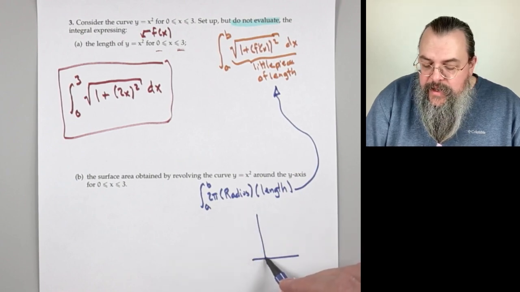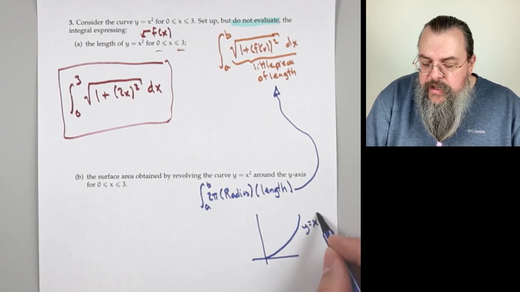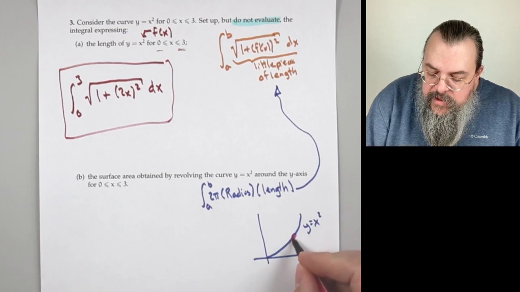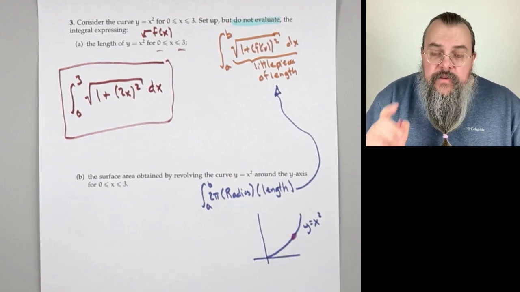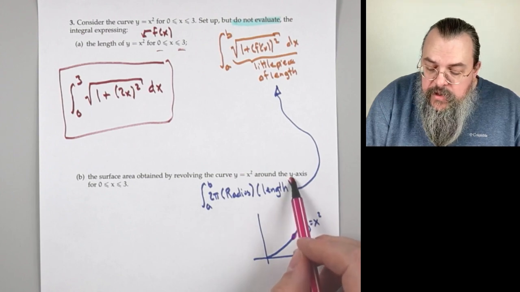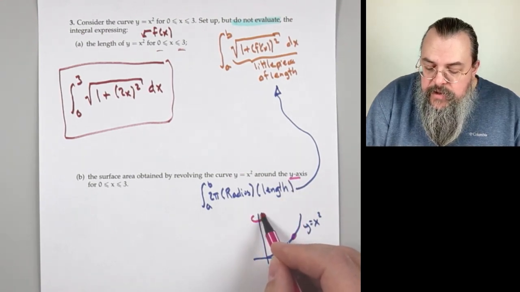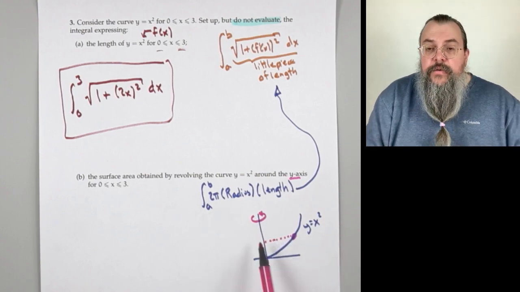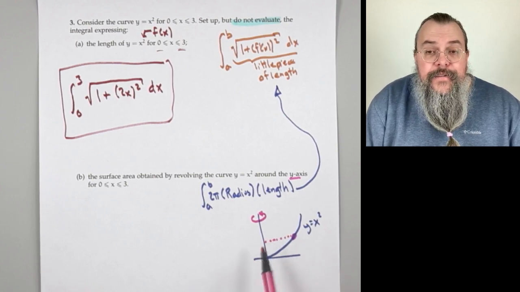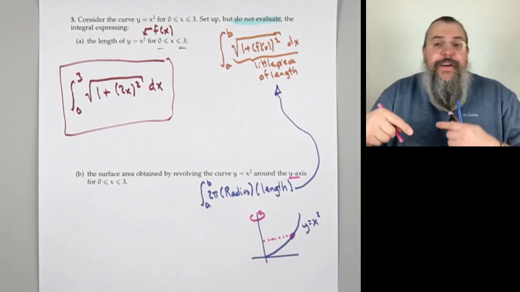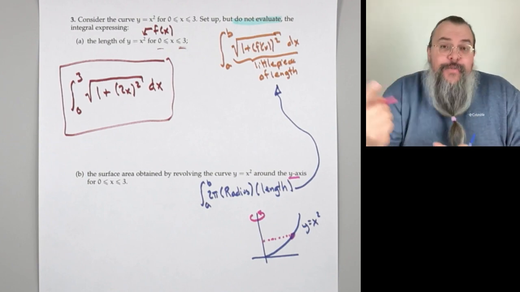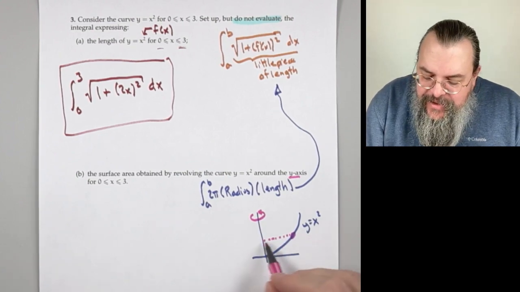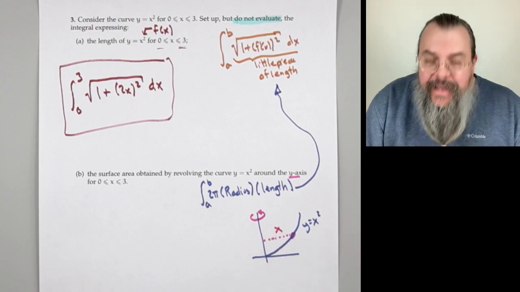We have our curve, y equals x squared. That's not so bad. Now we take a little tiny piece of it, and we're revolving. Which axis? This is important: the y-axis. So our radius is how far away you are from the y-axis. And this is one of those things where you think, if I want the distance to the y-axis, isn't it just the y? No. It turns out that the distance to the y-axis is actually x.